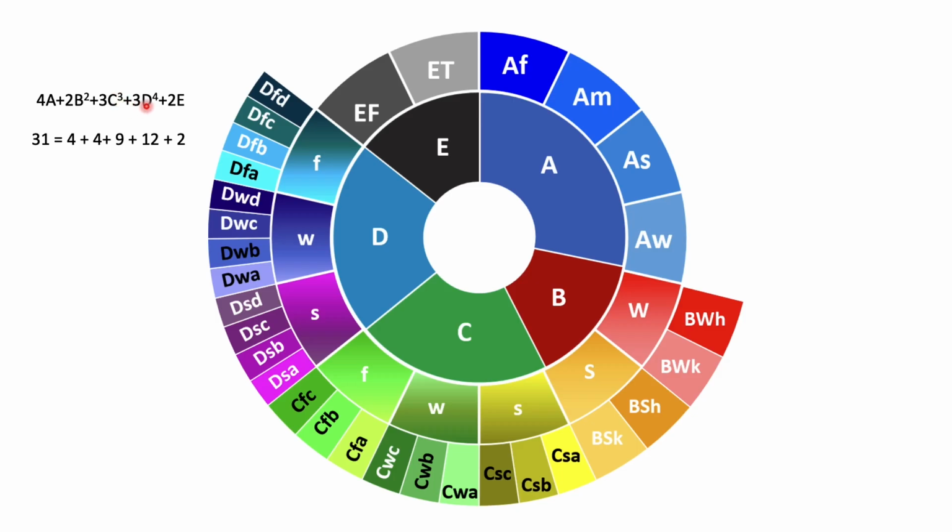Then for the D, we do not have 4 classifications, we only have 3, but the power is 4. So 3 D to the power 4. That way you can simply remember: 4A plus 2B squared plus 3C cubed plus 3D to the power 4 plus 2E, that's it. If you remember this, you can easily work out what all the different classifications are very easily.